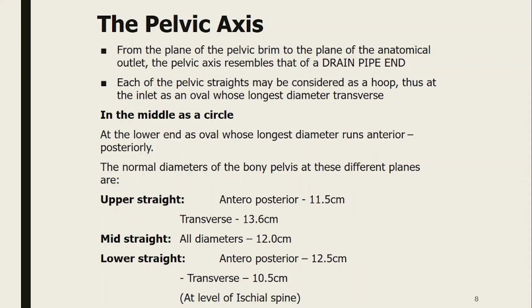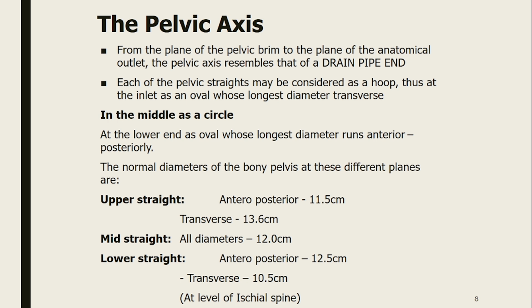Look at it. At the inlet, the transverse diameter is longer than the anterior-posterior diameter. In the middle, the anterior-posterior diameter and the transverse diameter are equal. And down at the lower pelvic plane, the anterior-posterior diameter is longer than the transverse diameter. All this structure that the picture I've painted depicts is of a normal female pelvis, which is called a gynecoid pelvis.